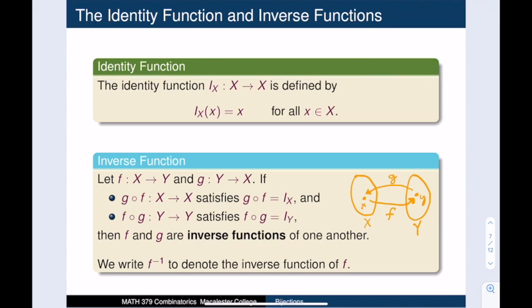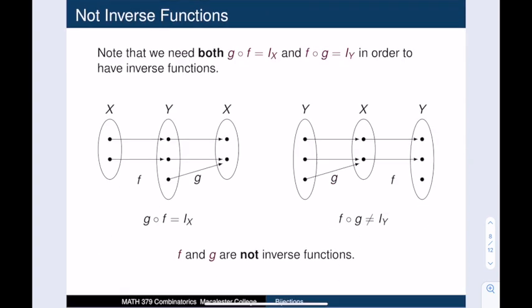We have a special notation for the inverse function of f. We write f to the negative 1 for this inverse function. It's really important to note that both function compositions must result in the identity function in order for f and g to be inverses. This slide shows an example where applying f and then applying g result in the identity function on the set x.